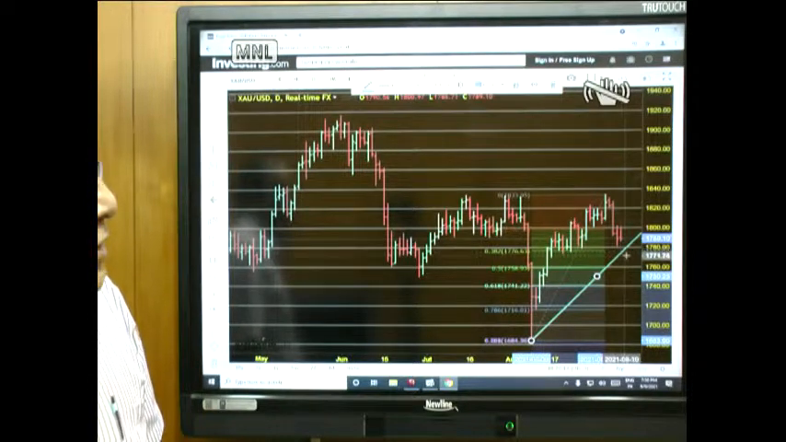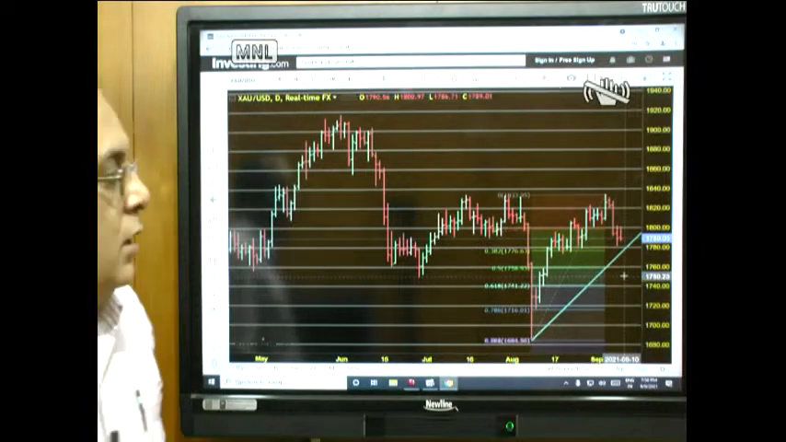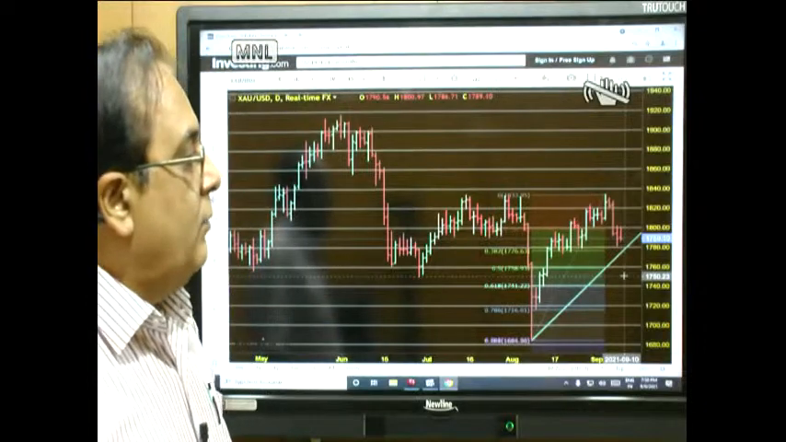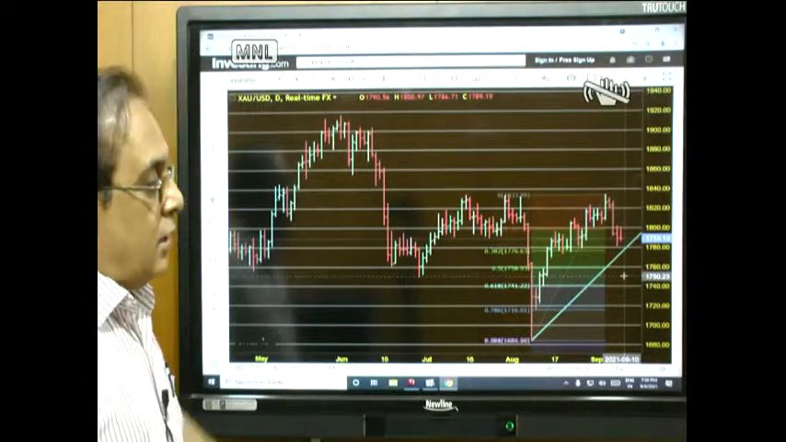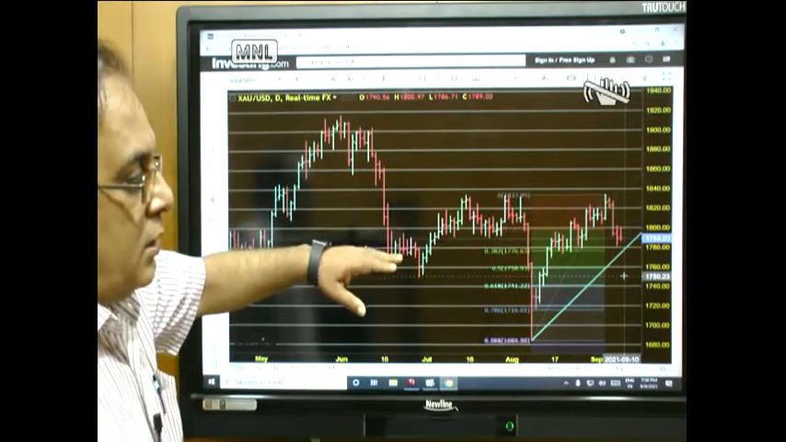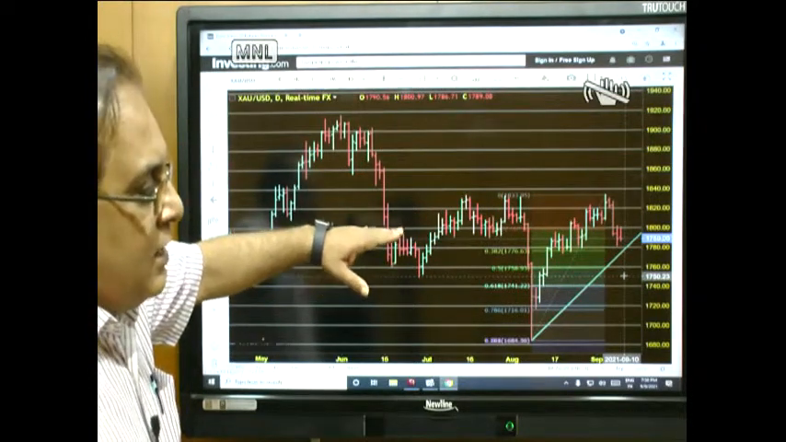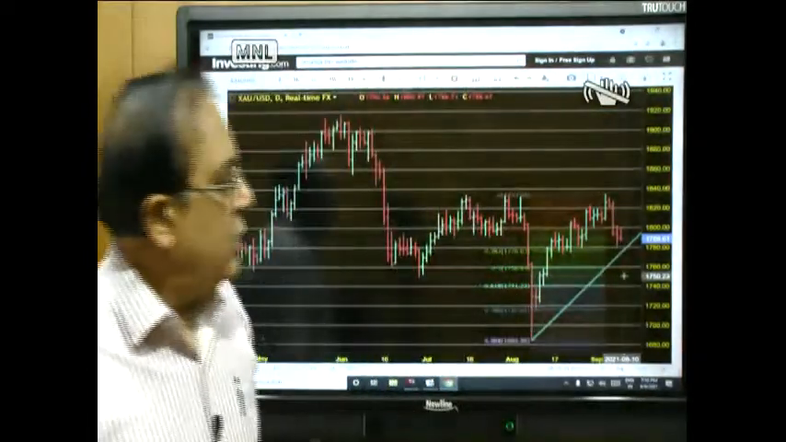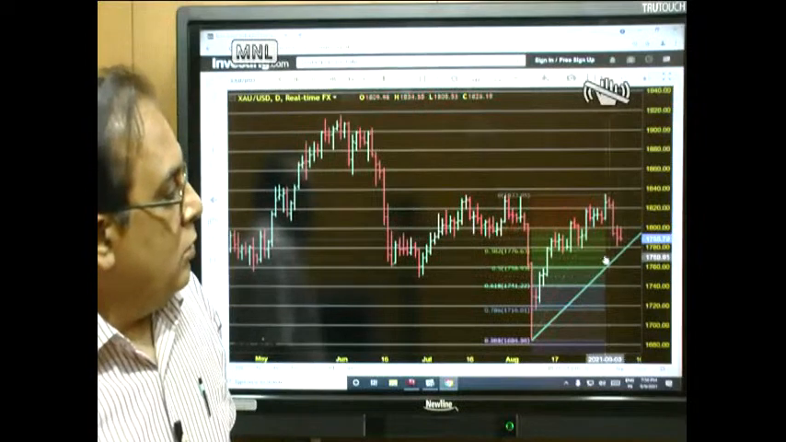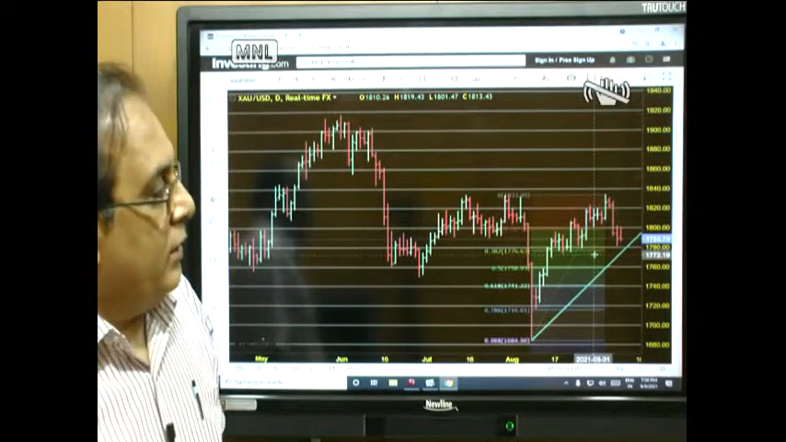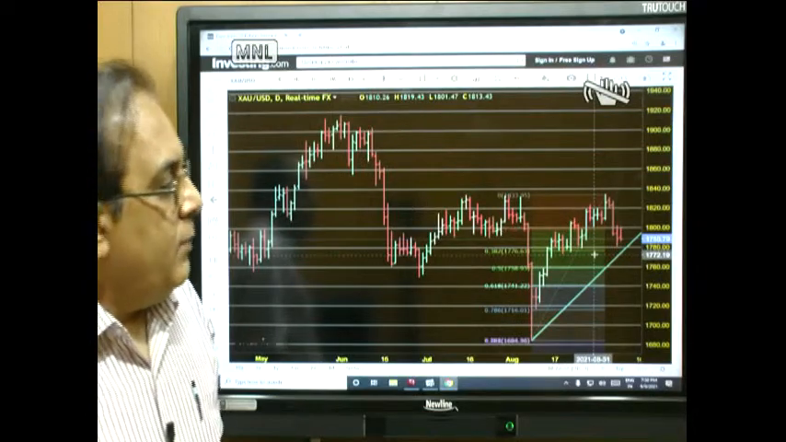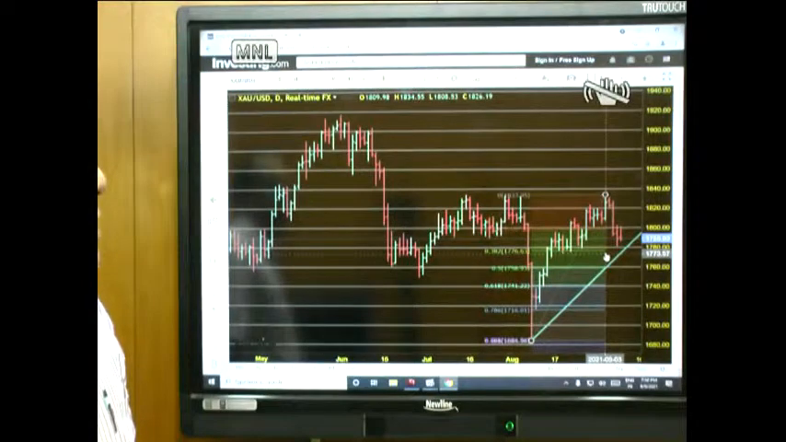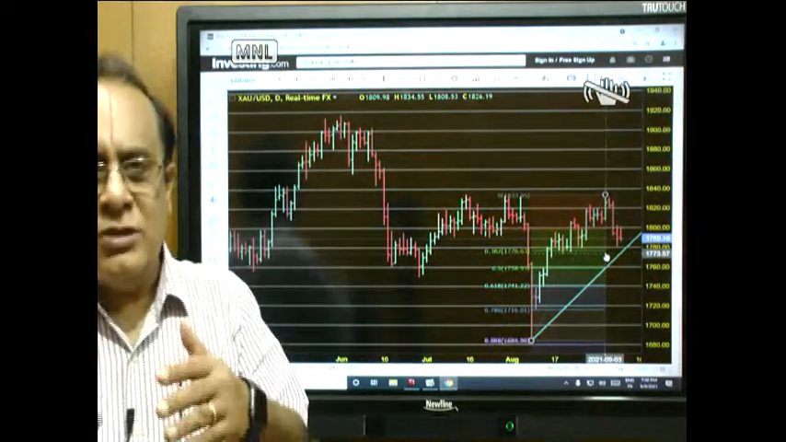So 1774, 1775 is expected to be a very important support, below which probably we could expect much lower levels to come. We can look towards, probably on any rally, since it has also broken an important low, which is this particular low, 1801. So any rally probably will be met with a 61.8% retracement from the top, which is right now around 1834. So 1834 to 1774 is around 60 points.